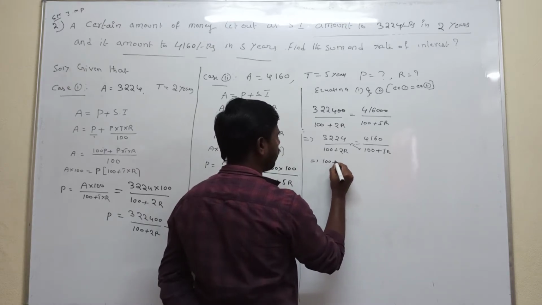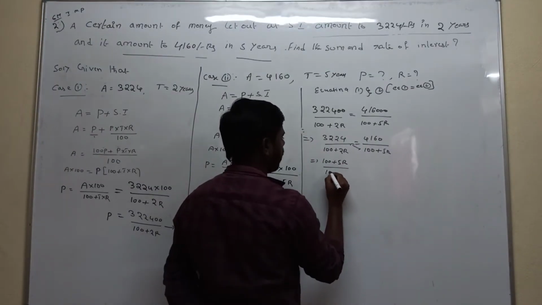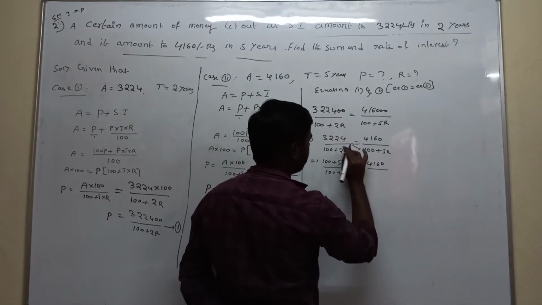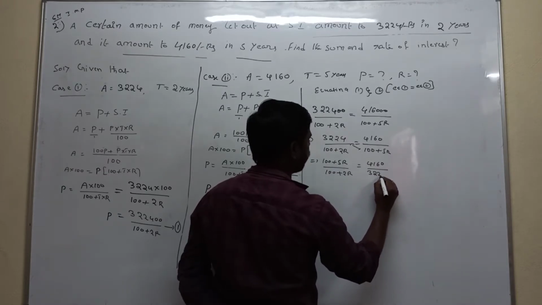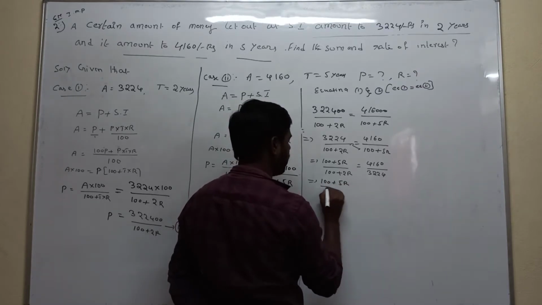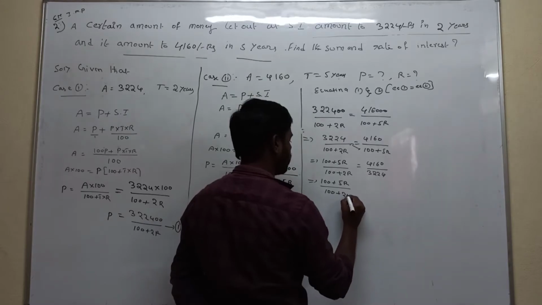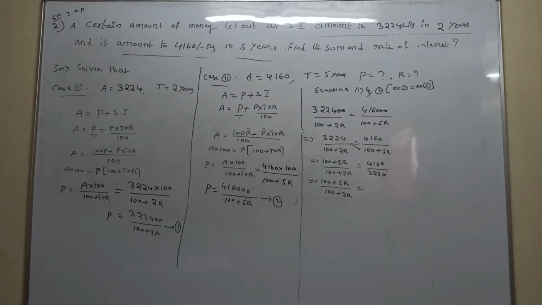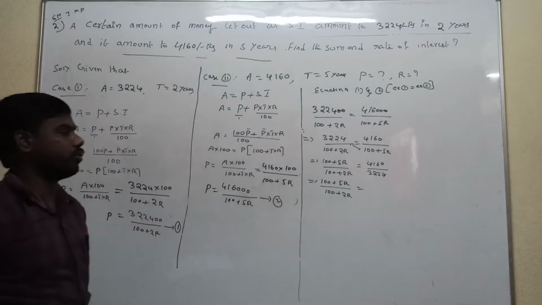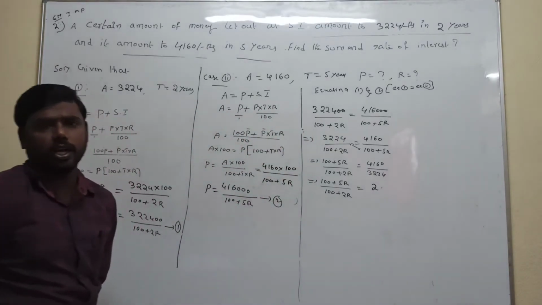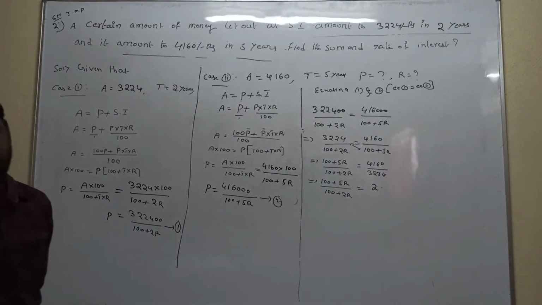So 100 plus 5r divided by 100 plus 2r is equal to 4160 divided by 3224. This implies 100 plus 5r divided by 100 plus 2r is equal to 4160 divided by 3224. What is the value we are getting for 4160 divided by 3224?